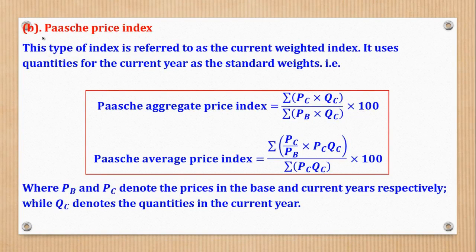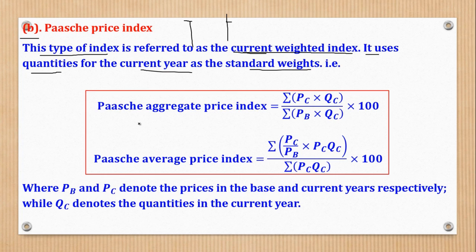That is value index. What about Paasche price index? This type of index is referred to as the current weighted index. In other words, like I told you, the weights for the base year and current year may be different. So here we only take the ones for the current year. But still, like I told you, it is difficult to get weights, so we shall use quantities. So it uses quantities for the current year as the standard weights.